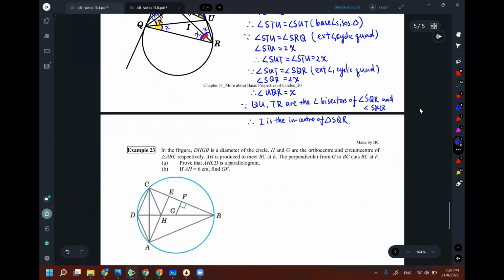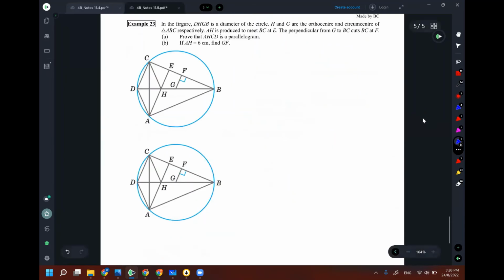Next example. There is just one circle here, but unfortunately, you have this H and G are orthocenter and circumcenter of ABC. Now first, let's understand orthocenter. Now, if ABC is here, what does orthocenter mean? Orthocenter means that BH is perpendicular to AC, CH is perpendicular to AB, and AH is perpendicular to BC. I think that's what it means.